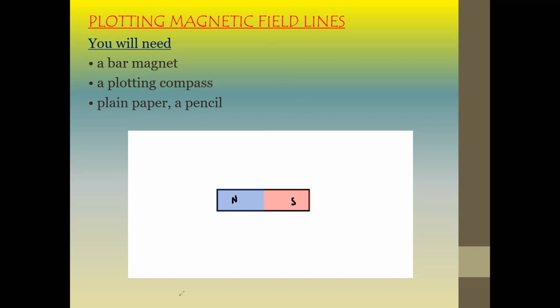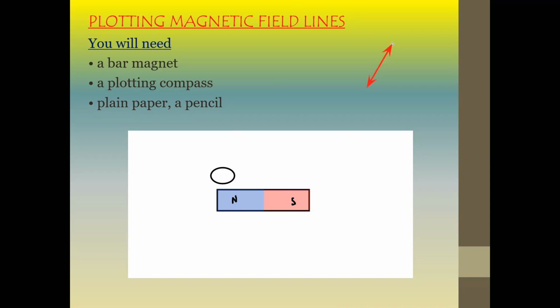And we want to plot the magnetic field of this bar magnet. So we will use a plotting compass. How do we use a plotting compass? So example, I place a plotting compass near any one pole. Either I can start with north or I can start with south. Example, I started from the north pole. So when I place a plotting compass, what happens?